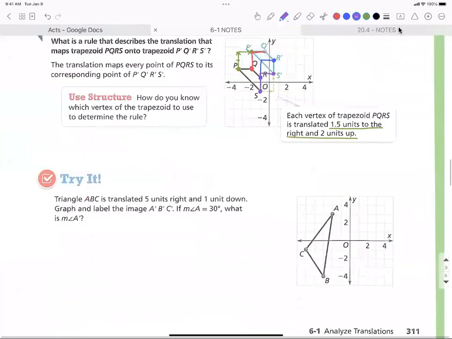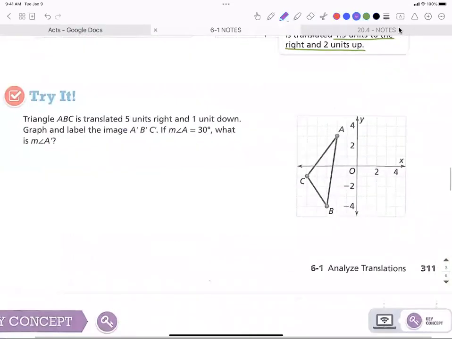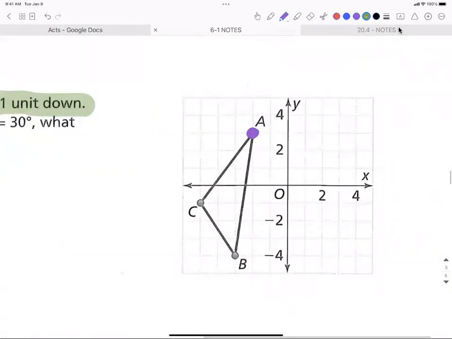All right. So on this one, it says triangle ABC is translated, and here's the translation right here: 5 units to the right and 1 unit down. So we go one at a time in alphabetical order, and everybody should be doing this, okay? So I'm going to put my pencil on point A, my original point. This is my pre-image. And I'm going to go over 1, 2, 3, 4, 5, and down 1. And that's where I'm going to land it.